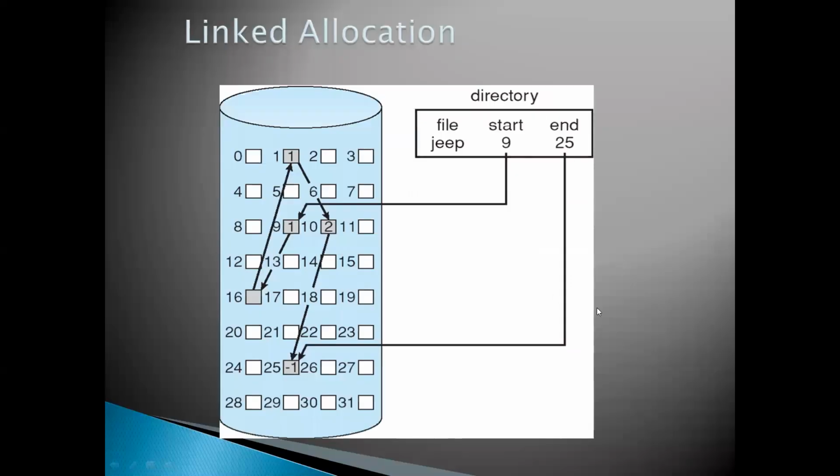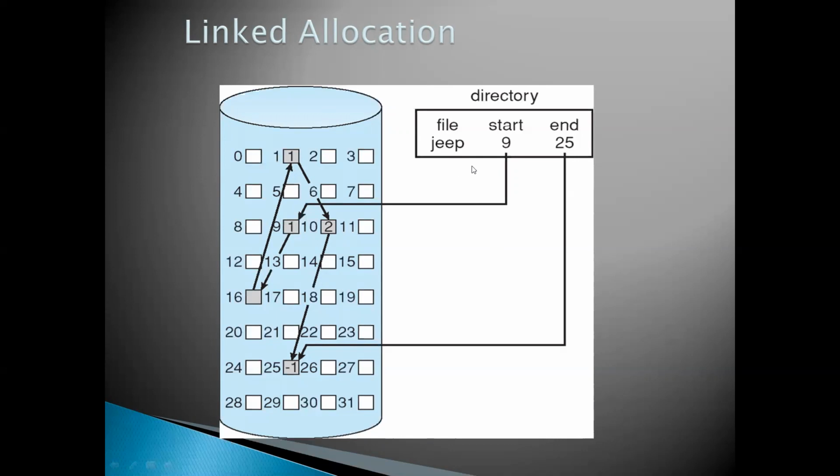In this linked allocation method, we are not allocating disk blocks to the file contiguously. We are going to maintain pointers. Each file will be a linked list of disk blocks, and the disk blocks may be scattered anywhere on the disk. Each file is a linked list of disk blocks. Disk blocks may be scattered anywhere on the disk.